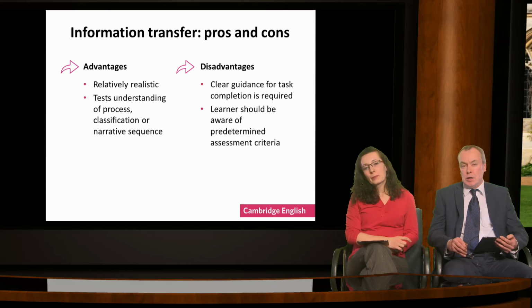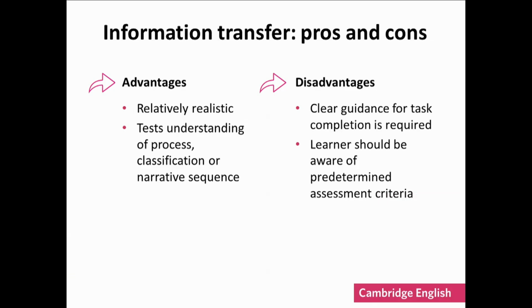Information transfer tasks require limited writing. See the example in the handout, pros and cons. These could come close to real-life tasks in some academic or workplace contexts. Table and chart completion or labelling parts requires comprehension of steps in a process, classification system, or comprehension of the sequence of events in a story.